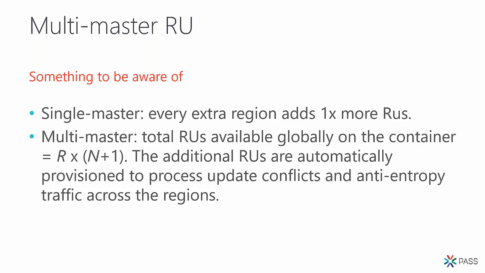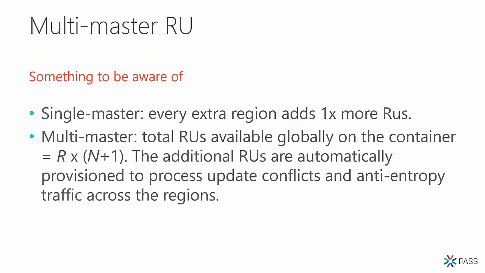Makes sense. If you're using multi-master though, then the total RUs that the container will use is the number of regions plus 1. Okay, and the additional request units are automatically provisioned because they are used to process possible conflicts and anti-entropy traffic across the regions. Anti-entropy traffic basically means the nodes have to communicate with each other every now and then to figure out how behind they are from each other.